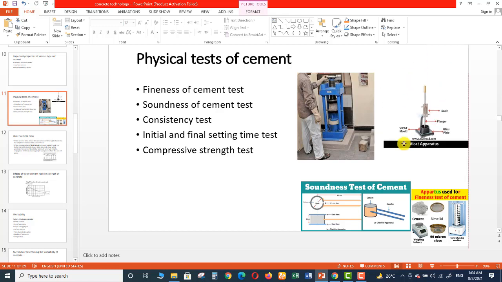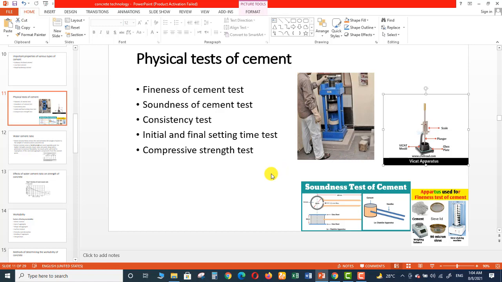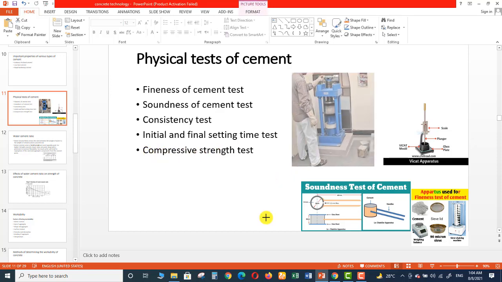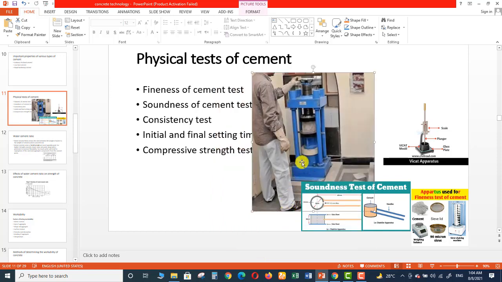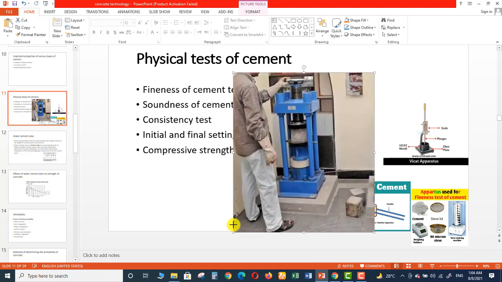So the next test we perform for the cement is the compressive strength test. This test is performed to find out the compressive strength of the cement, right? So this is the device which we use to find out the compressive strength of cement. As you can see in this image, this is the machine which we are using. This is called compressive strength testing machine, CTM, right? This test is very important. Actually, among all these tests, the compressive strength test is the important one.